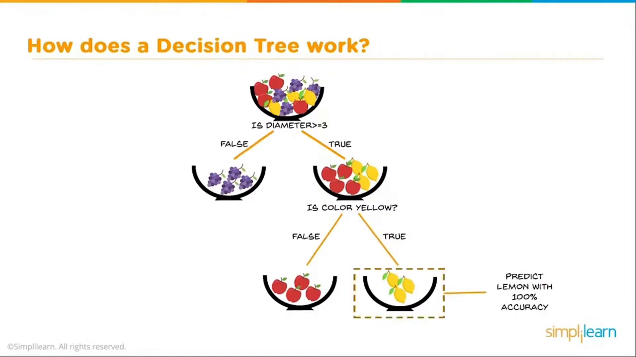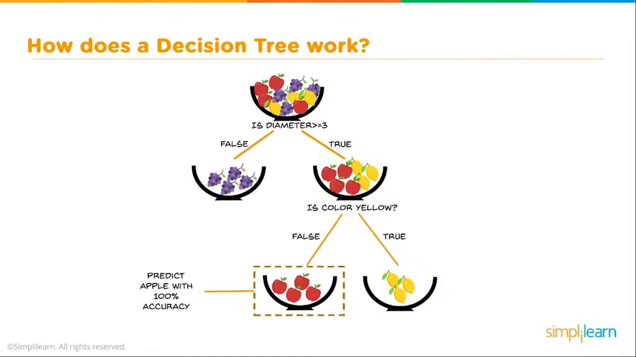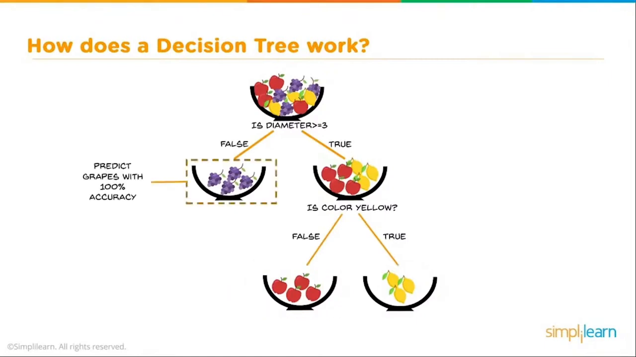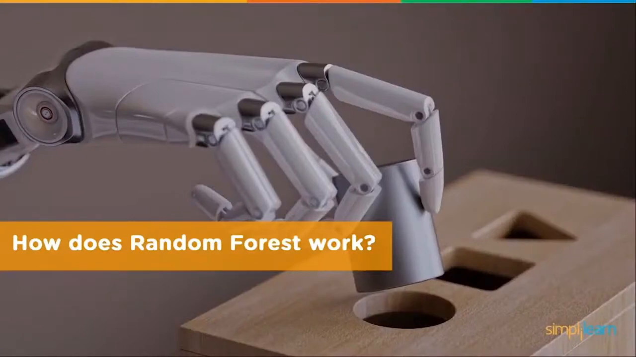Apples. So we can predict a lemon with 100% accuracy. And we can predict the apple also with 100% accuracy, along with our grapes up there. So we've looked at kind of a basic tree in our forest, but what we really want to know is how does a random forest work as a whole?